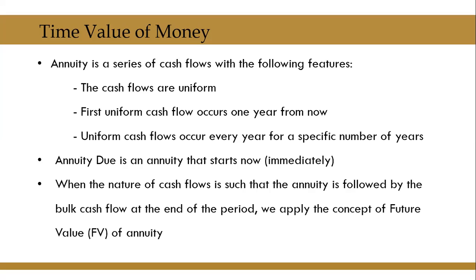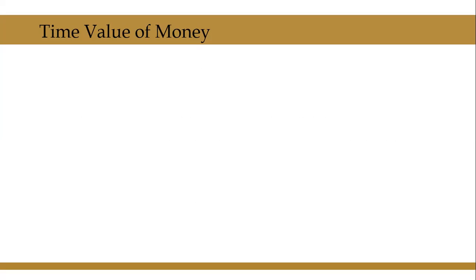We also saw that when the nature of cash flows is such that the annuity is first appearing, which is followed by a bulk cash flow at the end of the period, we apply the concept of future value of annuity. Now let us see how to compute the future value of annuity. There is a shortcut for computing the future value of annuity. One way of doing it is to compute the future value of all the amounts and add them together.